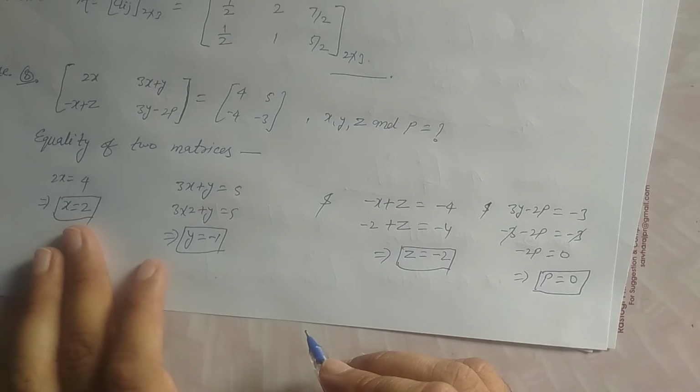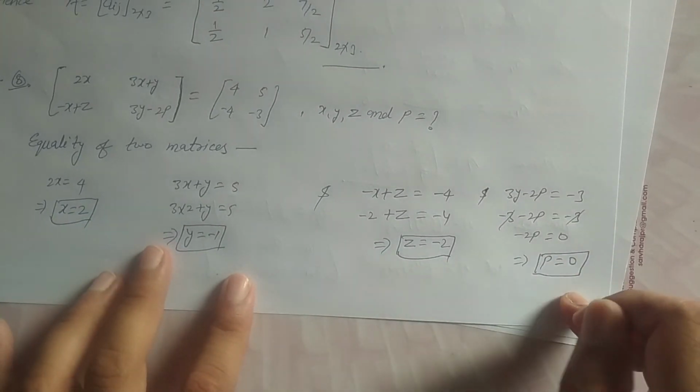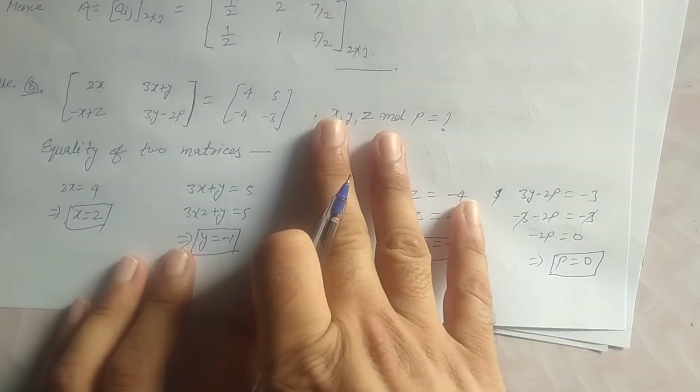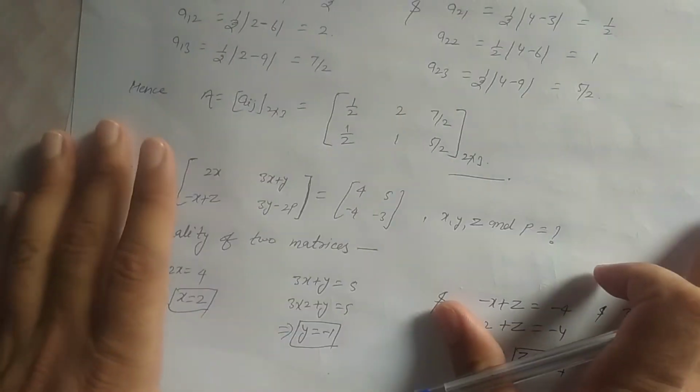x equals plus 2, y equals minus 1, z equals minus 2 and p is equal to 0. That is the answer for x, y, z and p. Okay. Next question.